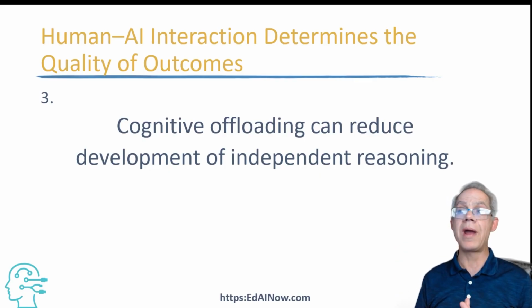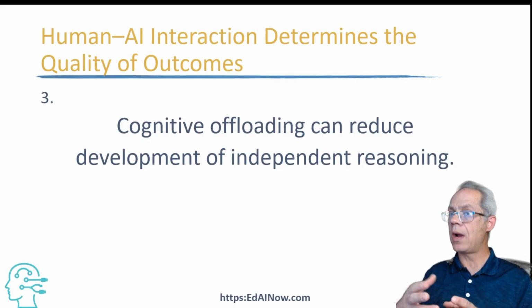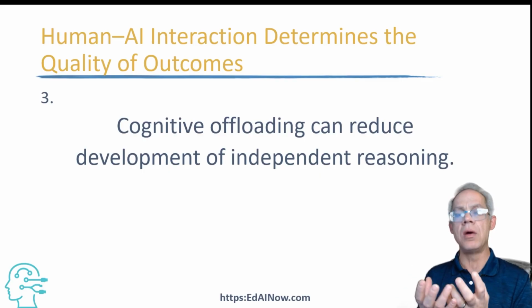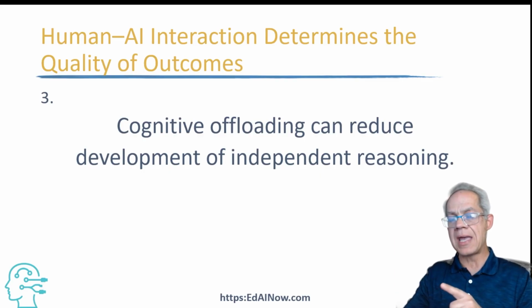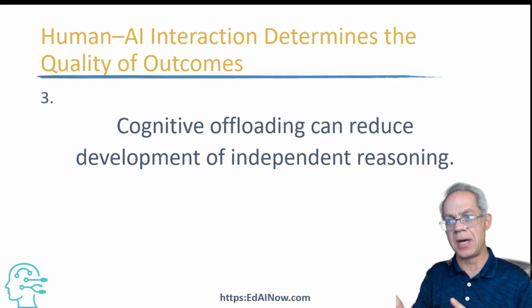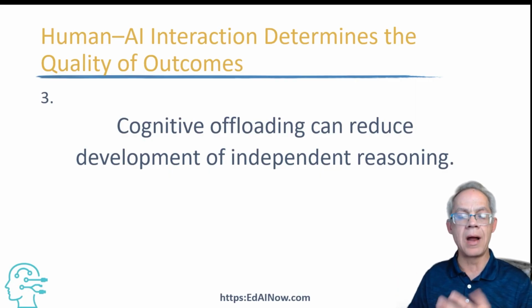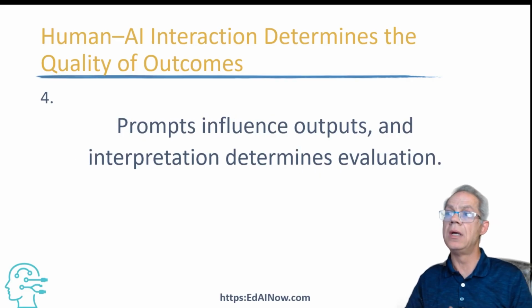So we have to be aware that cognitive offloading can be an issue, but where we see the best use of AI is when we start with our own thinking and our own reasoning and then use the AI to extend and expand upon it. Not give away the cognitive task, but use it to support our own cognitive process.